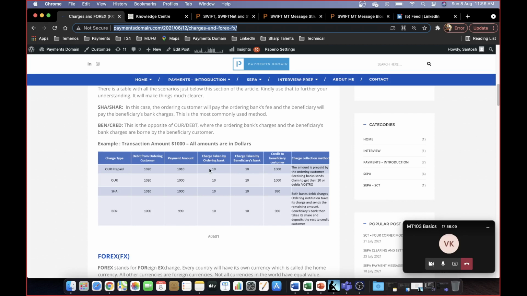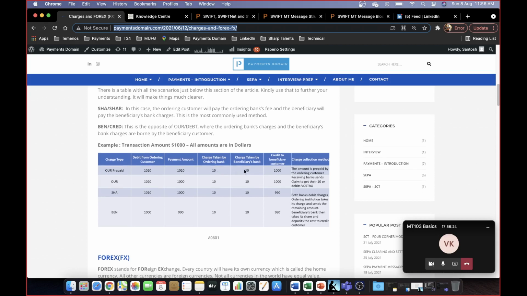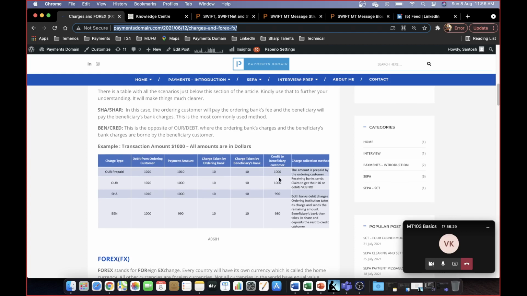The payment amount will contain the actual amount that needs to be credited to the beneficiary plus the charges of the receiving bank. So it will be prepaid and sent to the receiving bank. Once the receiving bank receives the 1,010 amount, it will credit 1,000 to the beneficiary customer and then credit its PL account with $10.